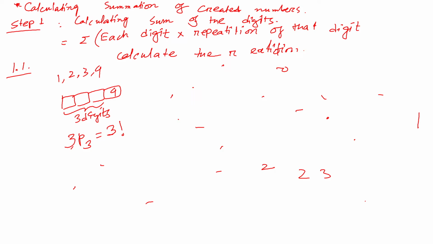Previously, what we got was a summation of each digit, so each digit could be 1 times 4p2, because that was the repetition of the digit. Now the summation of each digit.